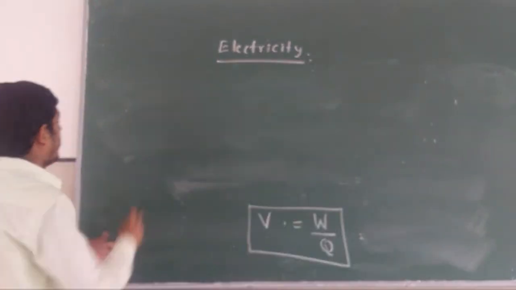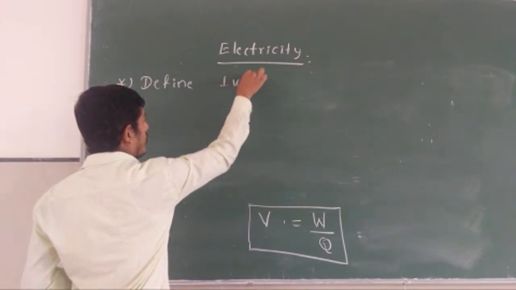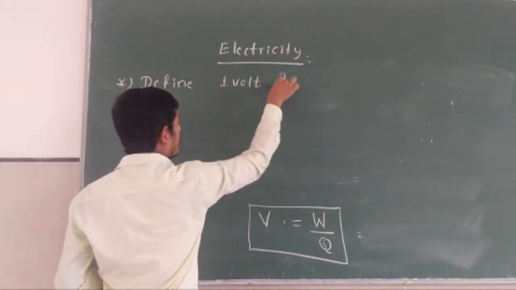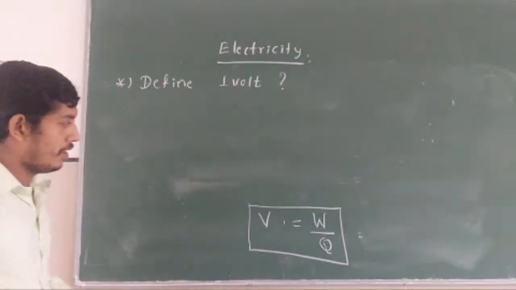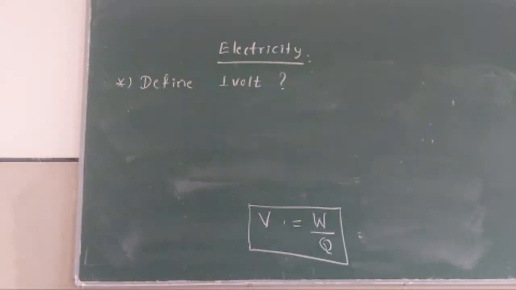So define 1 volt. Just tell me by using the expression. We know the expression is V equals W divided by Q. Now what is meant by 1 volt potential difference?